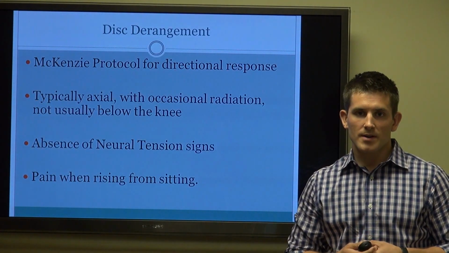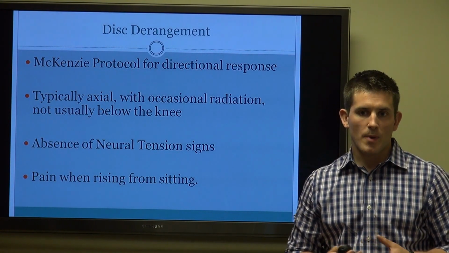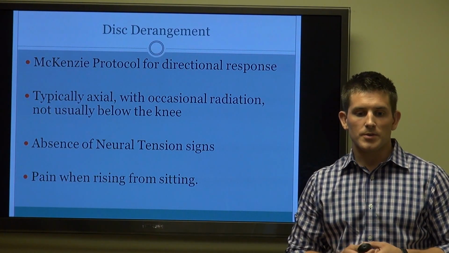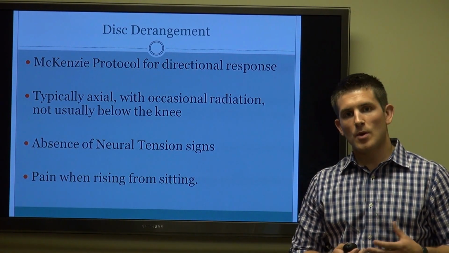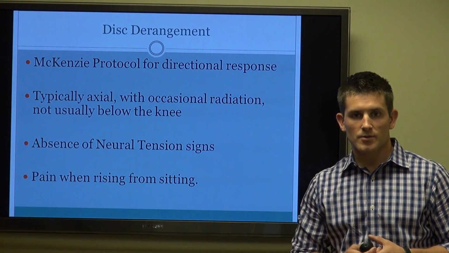So disc derangement I find is one of the most common presentations, especially for acute back pain. We know that in acute back pain, the disc is involved in approximately 80% of people with acute symptoms. So the way we generally evaluate disc patients is with a McKenzie protocol for directional response.